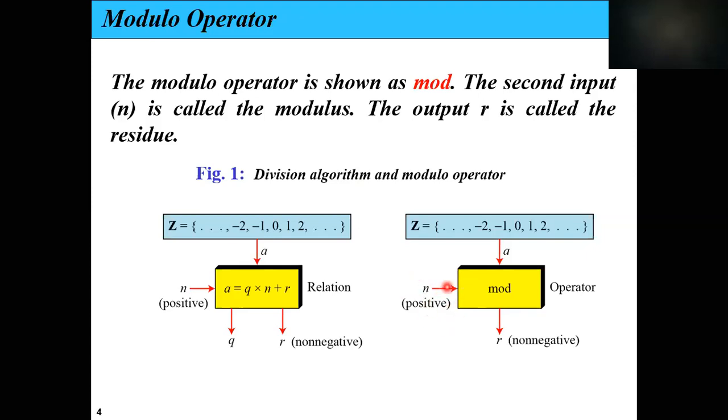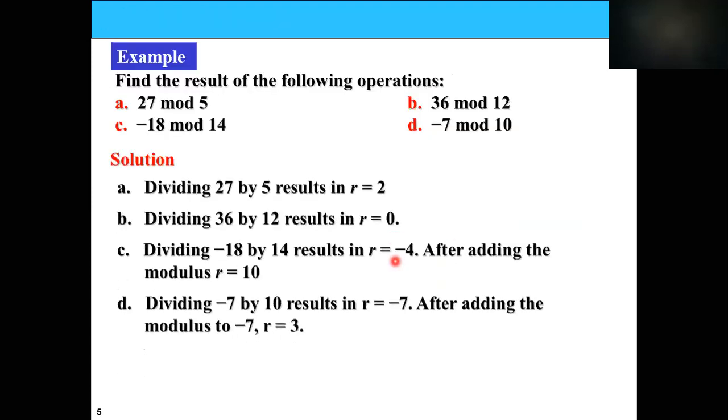Let us find what 27 mod 5 means. If you divide 27 by 5, the remainder will be 2. So we talk about the remainder. If you divide 36 by 12, the remainder will be 0. If you divide minus 18 by 14, the remainder will be minus 4. After adding the modulus, r will be 10. What does it mean?